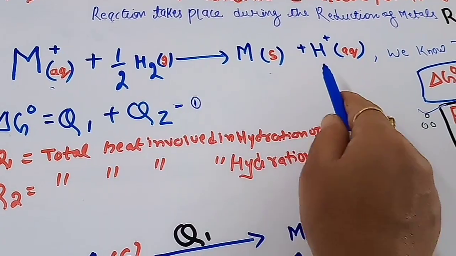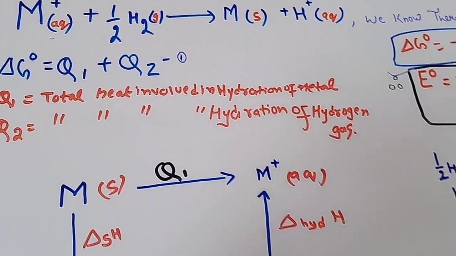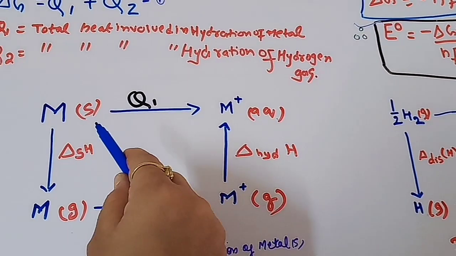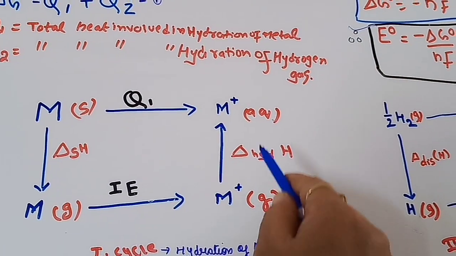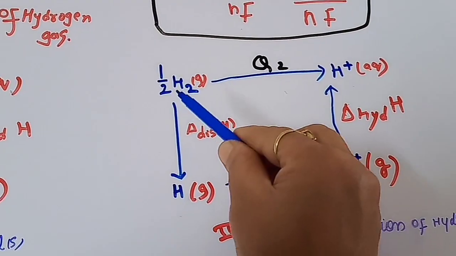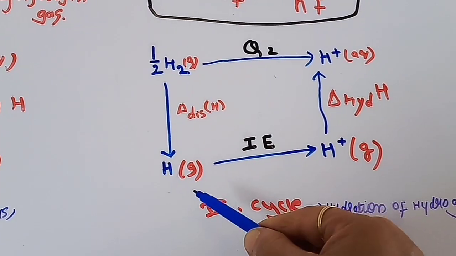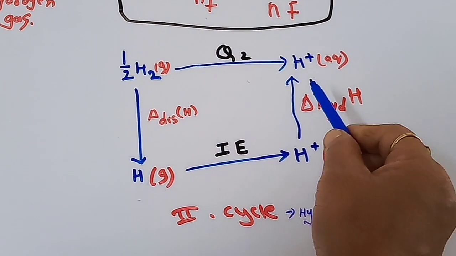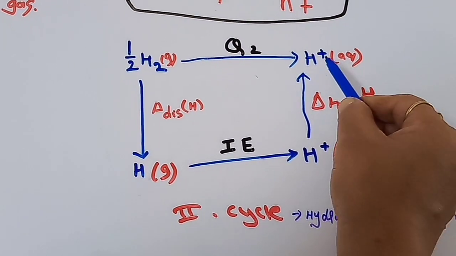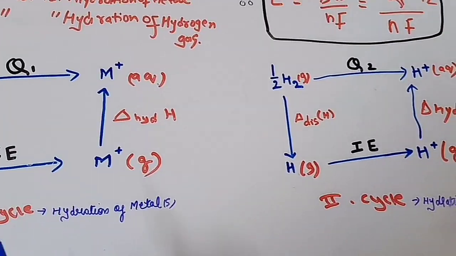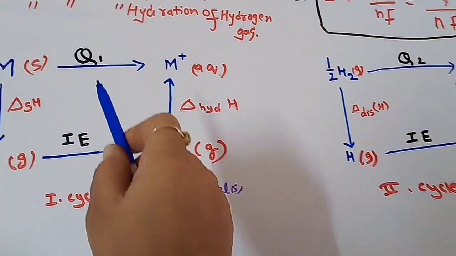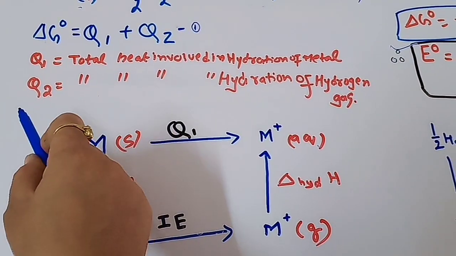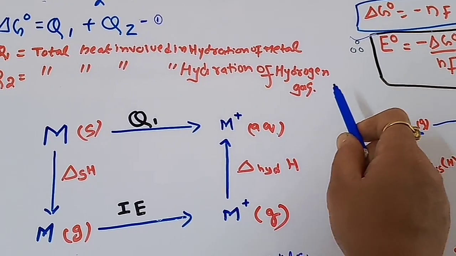This whole reaction will be explained with the help of two cycles. In the first step, we will see the hydration of the metal. The metal in the solid state will convert to the aqueous state. The hydrogen gas, first in molecular form, will dissociate into atoms, then change into the gaseous ion, then convert to the hydrated, that is aqueous, H plus. The heat involved in the first cycle is Q1, the total heat involved in the hydration of the metal, and Q2 is the total heat involved in the hydration of the hydrogen gas.